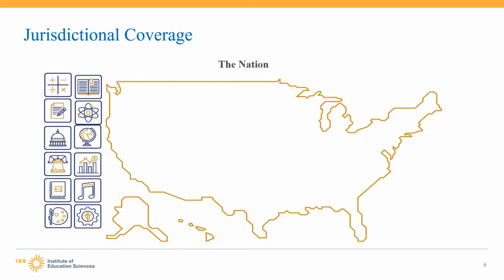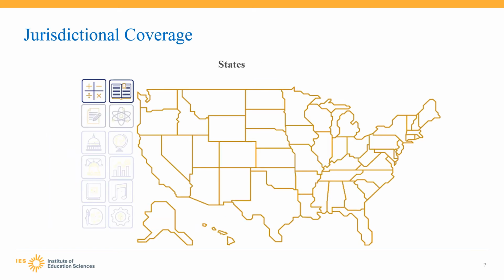NAEP reports results at the national level for public and non-public students for all subjects that it assesses. Mathematics and reading are the only two subjects that have results for all 50 states, the District of Columbia, the Department of Defense schools, and Puerto Rico. We should note here that in Puerto Rico, students are assessed only in mathematics at grade 4 and 8, but not in reading.